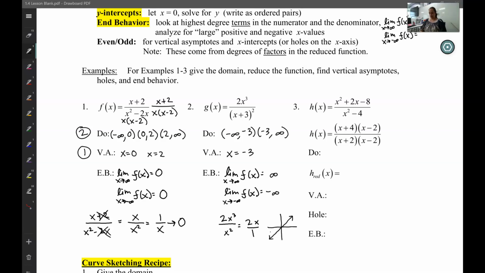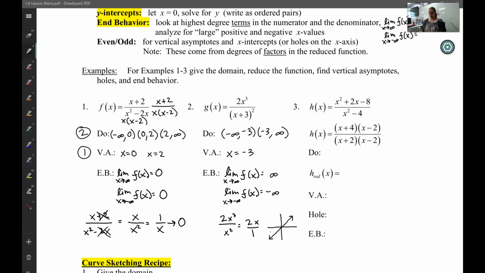Okay, for this one, we have a vertical asymptote at -3. That's what makes the denominator 0. So our domain is going to go from negative infinity to -3 and -3 to infinity. Basically all the numbers, except we're never going to touch -3 because it's an asymptote.